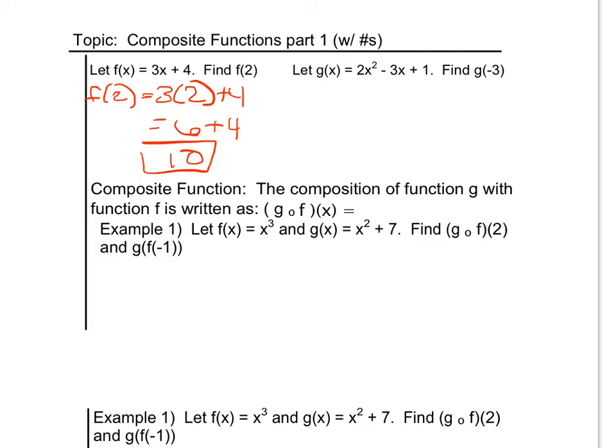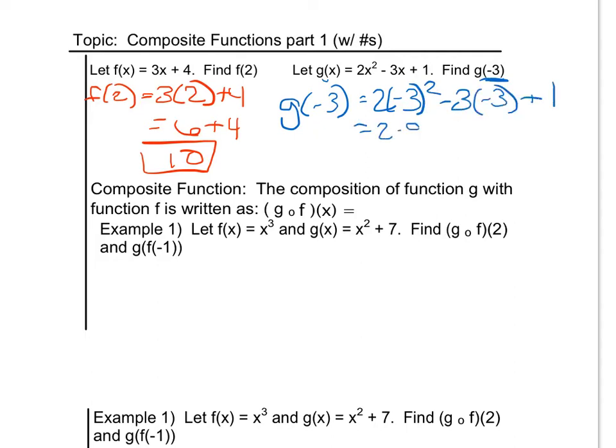Same thing if I looked at the next one. Suppose I had g of x equals 2x squared minus 3x plus 1. What does this mean? It means go to my function g, and every time I see a variable, put negative 3 in for that variable. So g of negative 3 will give me 2 times negative 3 squared minus 3 times negative 3 plus 1, which is 2 times 9 plus 9 plus 1. 18 plus 9 plus 1 gives me 28 for my final answer. Again, I'm not trying to get g by itself. So we've done that before.